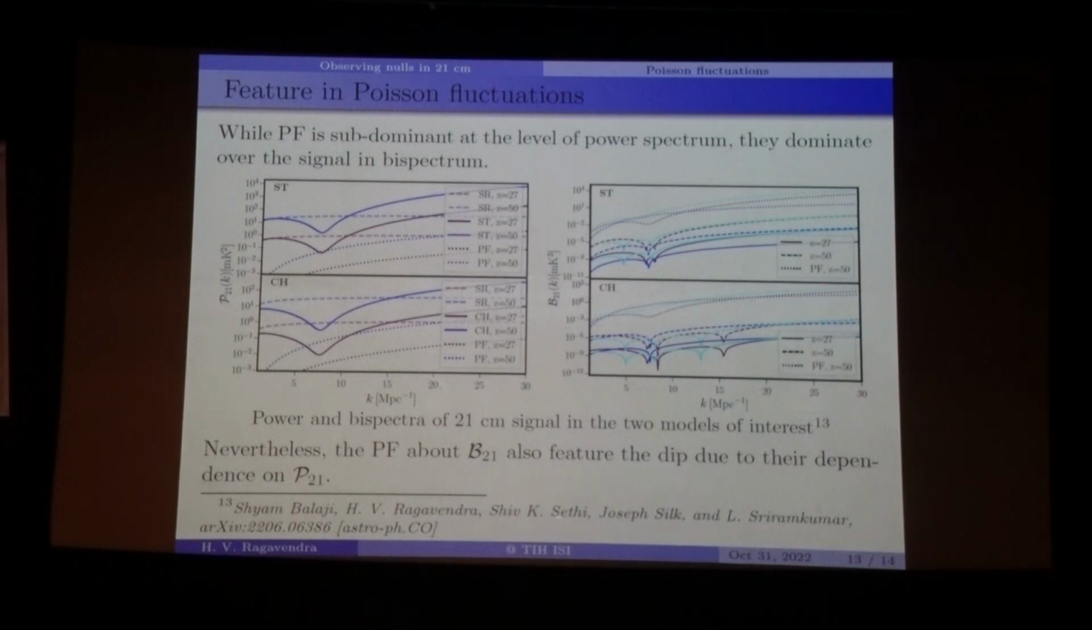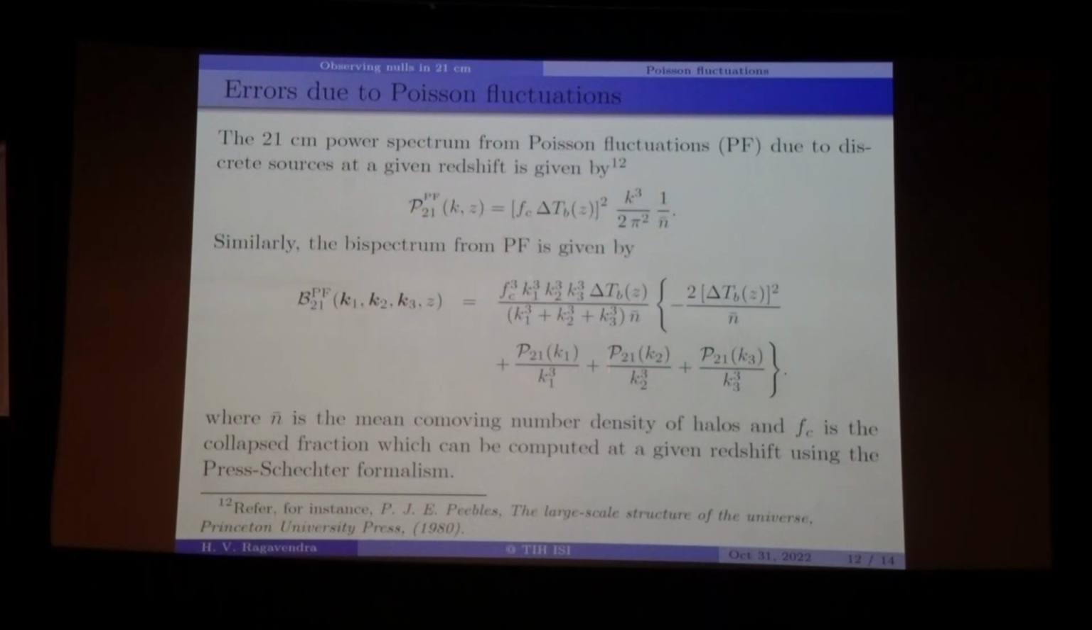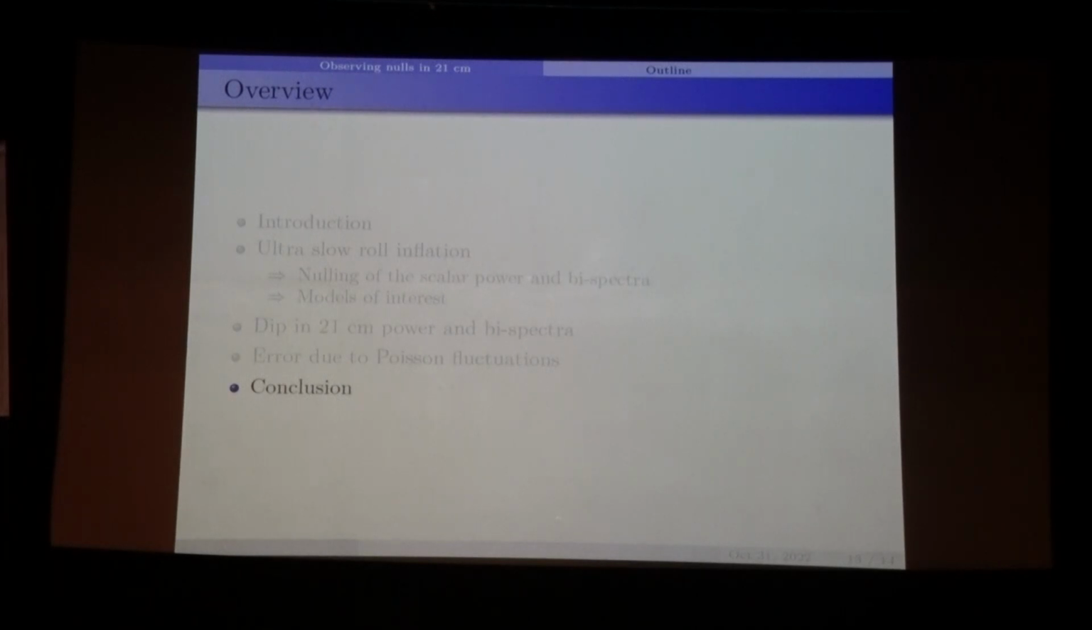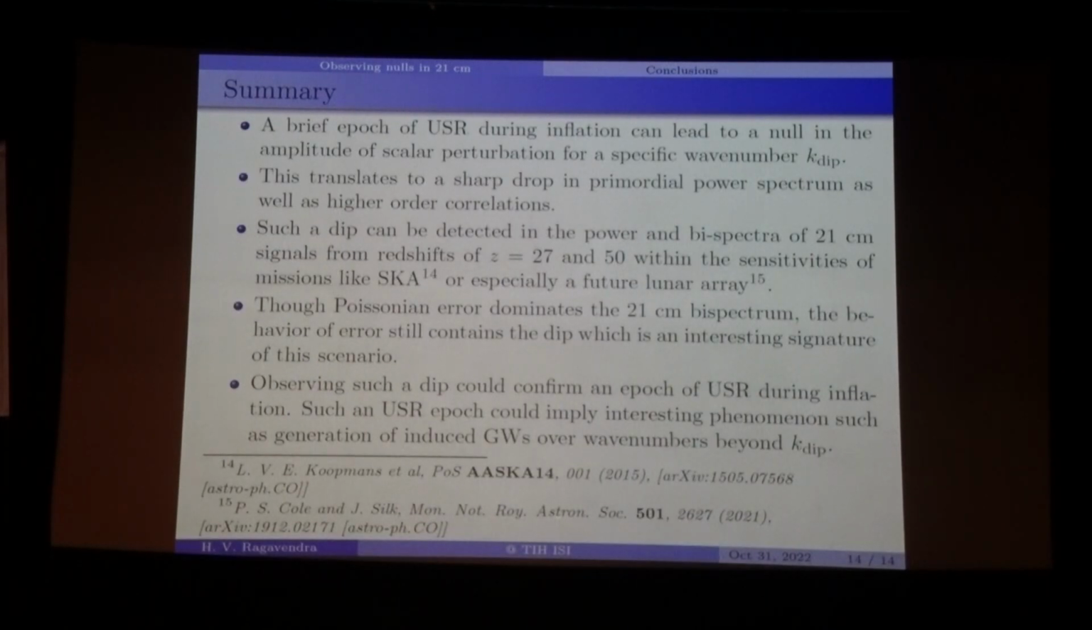But an interesting feature to note is that because the bispectrum depends on the power spectrum of the original signal, we may still get to see the dip even in the error at the same location of k_dip equal to 7.6 Mpc^-1. So even though error dominates, the error may still contain the dip arising from the original model of ultra slow roll inflation. So this is an interesting signature that we found out, and we have put it out on arXiv with this identifier. And I will just briefly conclude with the summary of my results.